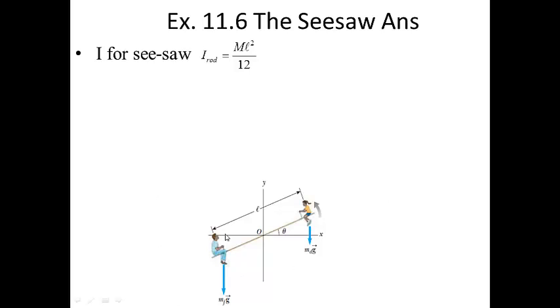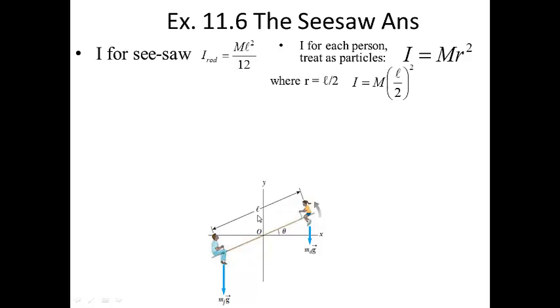Then the people on the seesaw we can model as particles. So the moment of inertia for each person is I equals mr squared. In this case, m will either be MD for the daughter, or MF for the father. And in this case, r is L divided by 2. So the moment of inertia for each person is ML squared over 4.